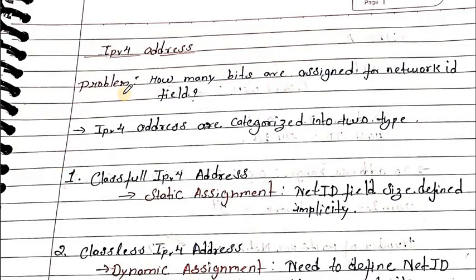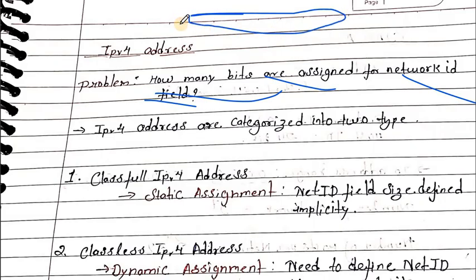In IPv4 addressing, we have seen in the previous class that an IP address has two fields, the network ID field and the host ID field. So the problem comes in deciding how many bits we assign to the network ID field. If there is a 32-bit IP address, how many bits do we assign for network ID and how many bits for host ID? So this is a problem.